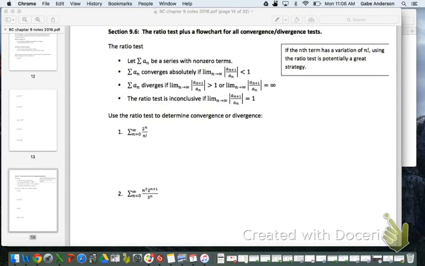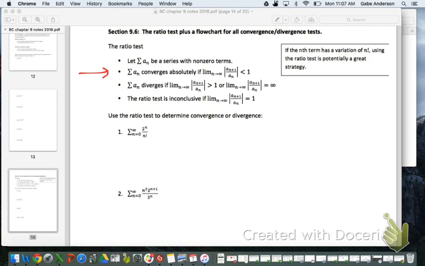All right, our final test for the convergence or divergence of a series is called the ratio test. The ratio test has three parts. We will use this again in 9.8, so this is definitely worth absorbing, getting it as well as you can here today.